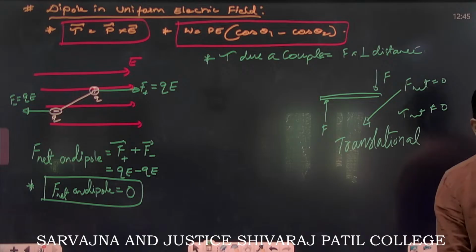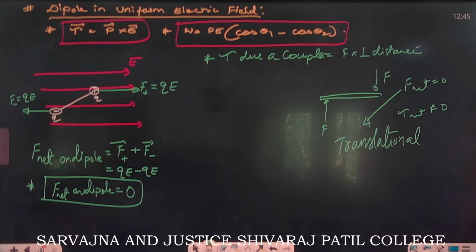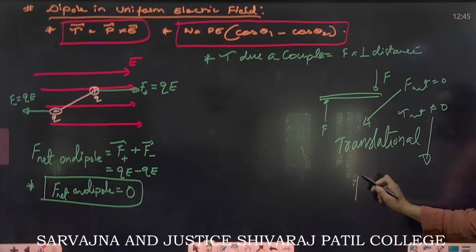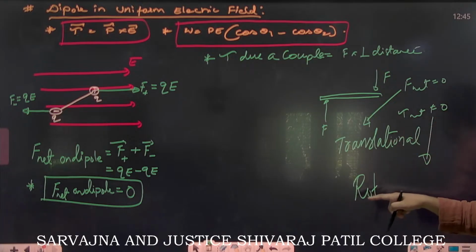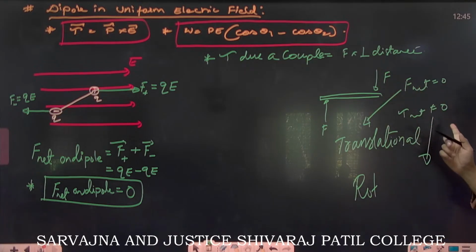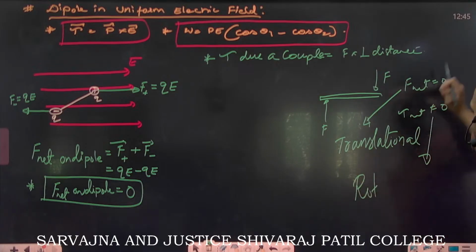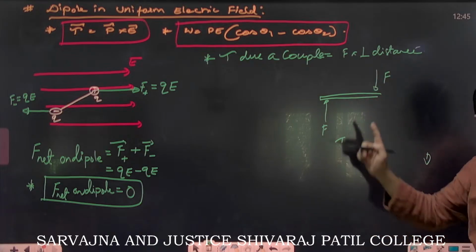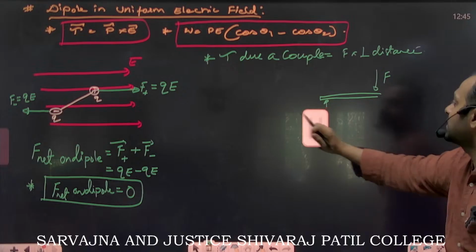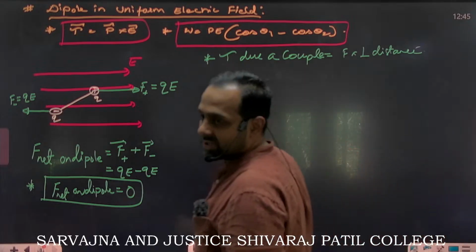It is called translational equilibrium. And when net torque is 0, that is rotational equilibrium. When both are 0, we have both equilibriums. If one is 0 and the other is not, we say it is in one equilibrium but not the other. Yes. So what is a couple? A couple is two equal forces acting in opposite directions. So what do you get? You get simply a torque.